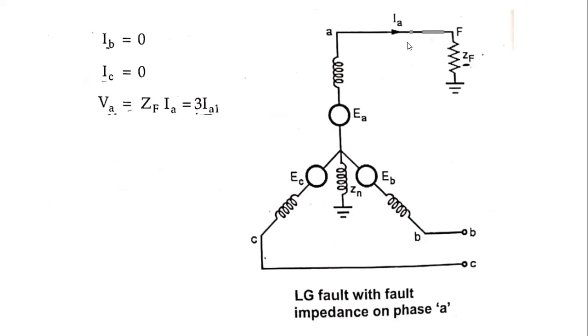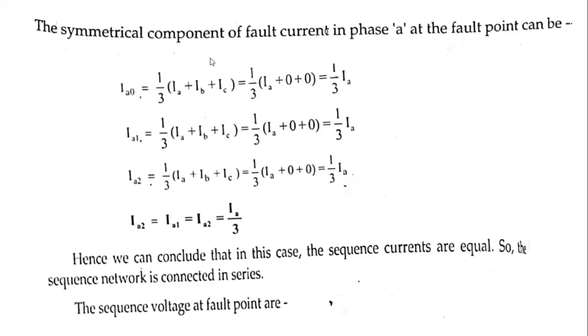Suppose the fault occurs from phase A to the ground, and between them we are connecting an impedance. Therefore IB and IC are open circuits, so no current flows through them. Then IB is equal to 0 and IC is equal to 0. Therefore the voltage at phase A, VA, is equal to ZF into IA. ZF is the impedance connected between the phase and ground or neutral. ZF into IA is equal to 3 ZF IA1.